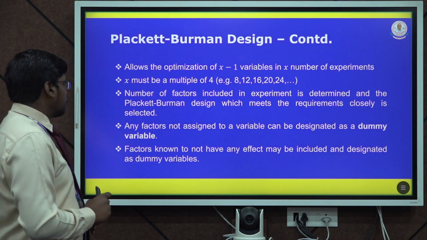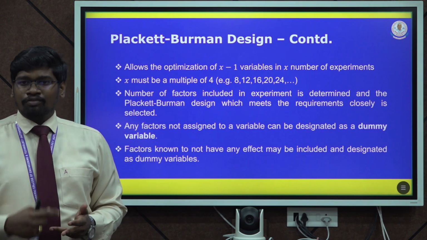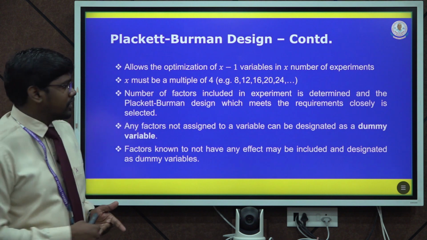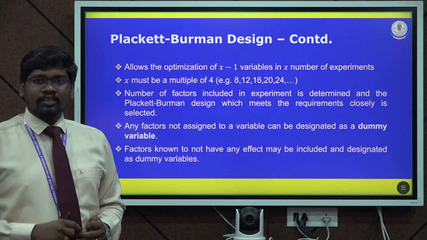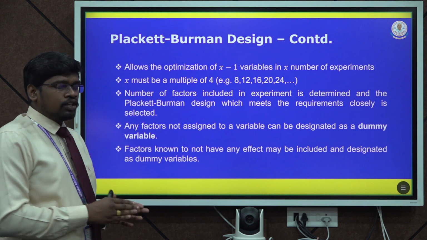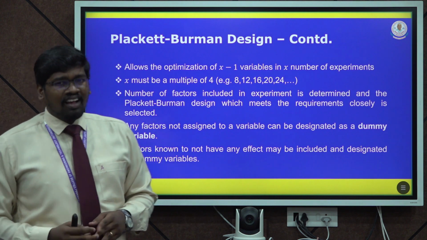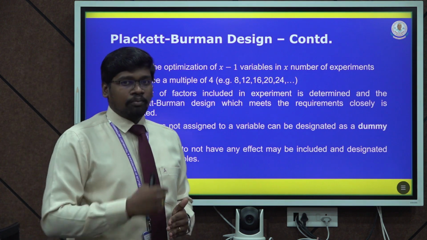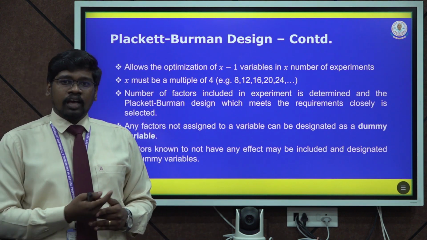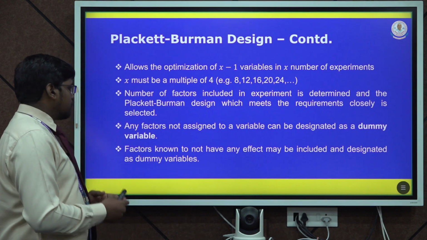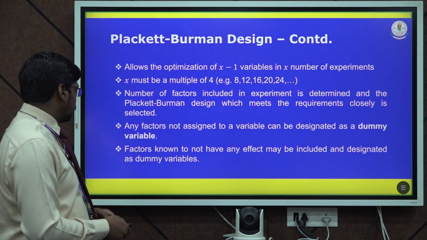And again, in Plackett Burman design, x must be a multiple of 4, like 8, 12, 16. So, the minimum number of variables to be optimized in this method should be greater than 5. The number of factors included in the experiment is determined, and if we do not have the required number of factors, we can add other factors which will not influence the experiment as dummy variables. Also, the factors that are not assigned to the factorial design can be used as dummy variables.